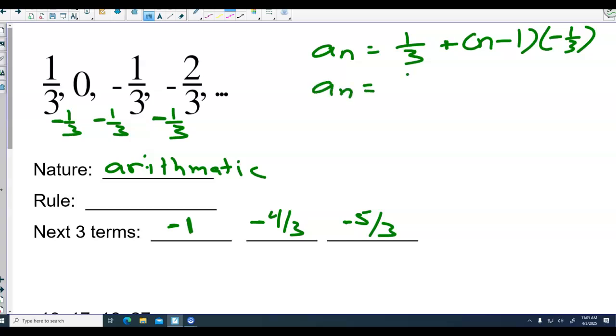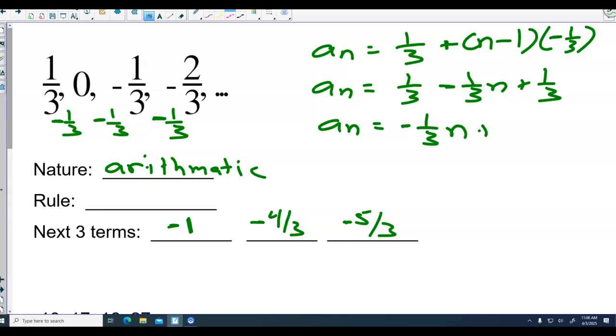So a sub n equals 1/3 minus 1/3 n plus 1/3. So we would argue -1/3 n, 1/3 and 1/3 is 2/3. And that's my rule. It's -1/3 n plus 2/3.